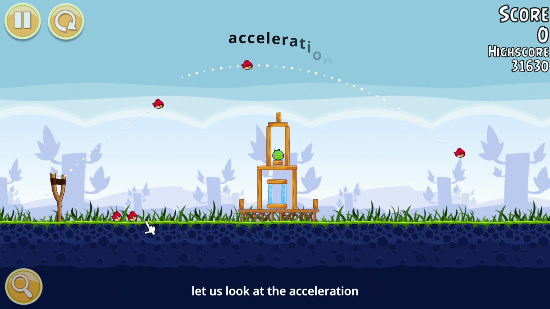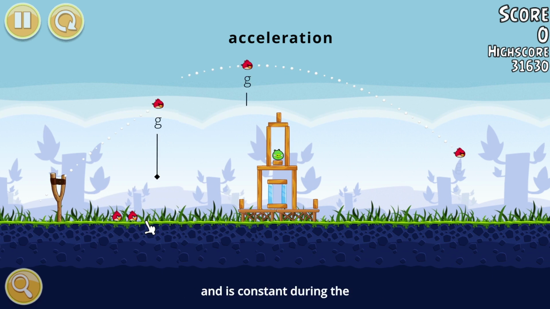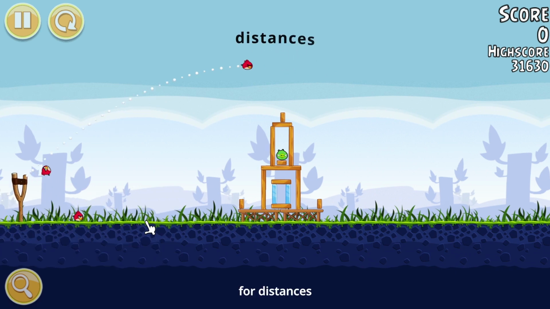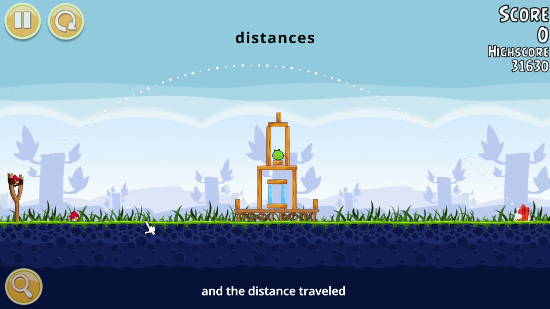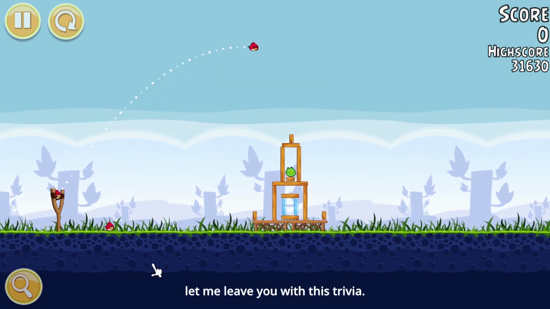This time, let us look at the acceleration. There is no other acceleration governing this kind of motion, but only the acceleration due to gravity, which is equal to 9.8 meters per second squared. This acceleration is pointing downward and is constant during the bird's flight. Lastly, for distances, there are only two distances which we should give attention to. These are the maximum height, when the bird's velocity along y direction is zero, and the distance traveled by the bird during its flight.